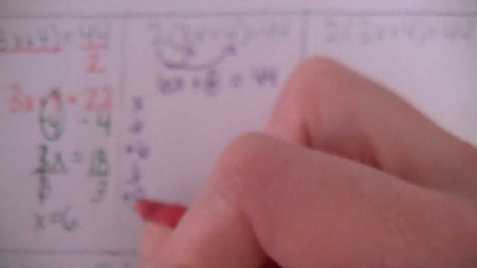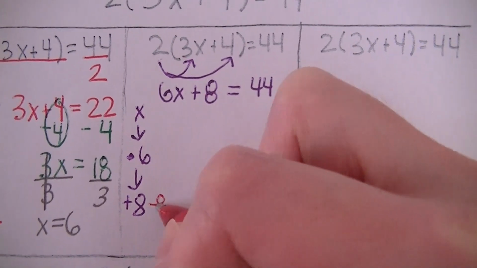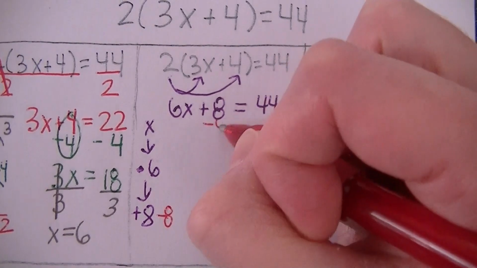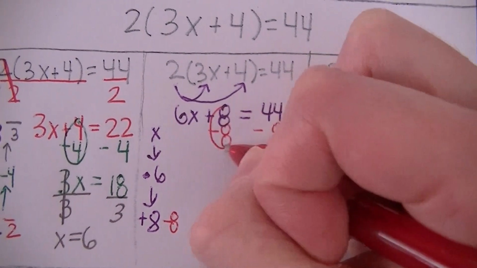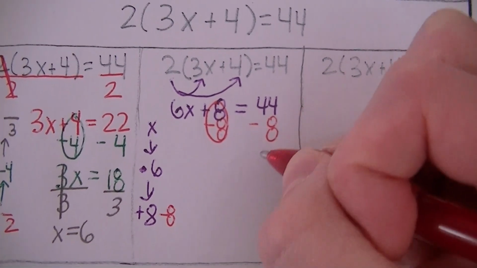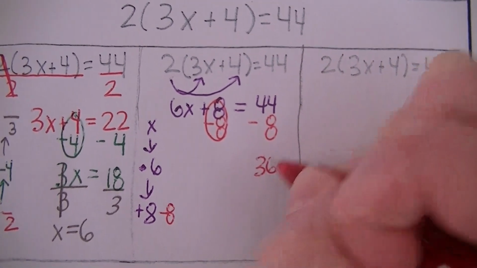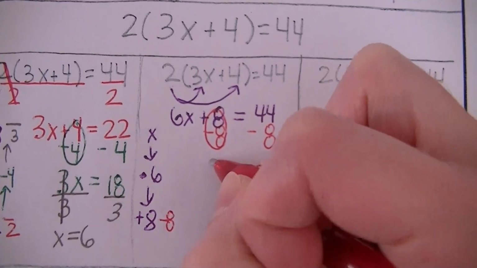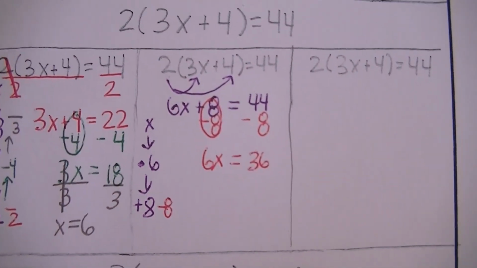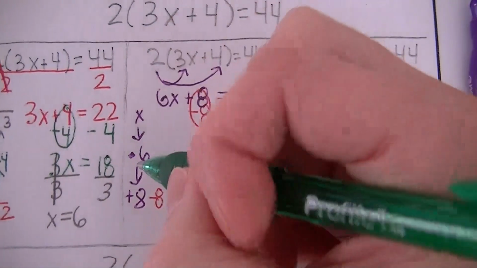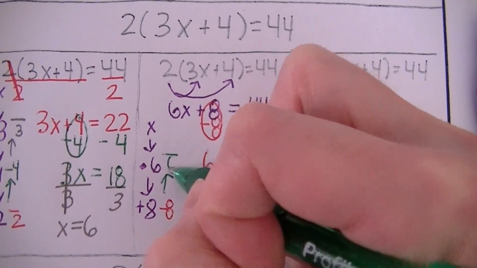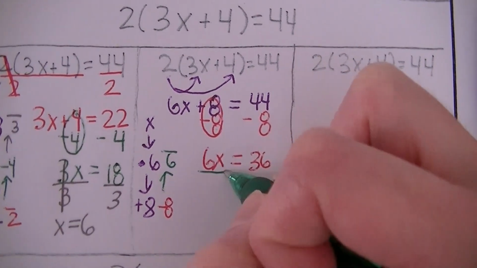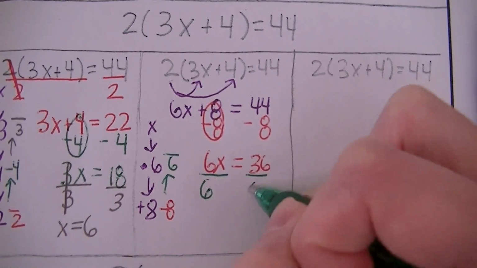So now unbuild it. The inverse operation of plus 8 is to subtract 8. So I'm going to subtract 8 from both sides of that equal sign. 8 subtract 8 is 0. 44 subtract 8 is 36. Bring down your equal sign and bring down that positive 6x. Now that you've simplified it right there, go on back up. The inverse operation of multiply by 6 is to divide by 6. So that's what I'm going to do to both sides of that equal sign.